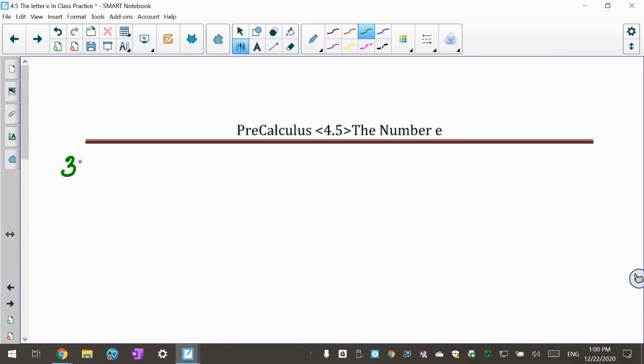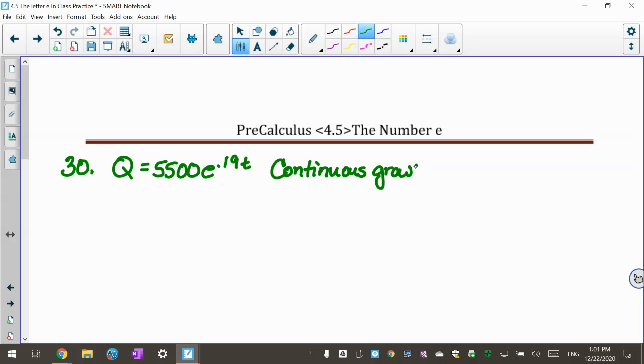So here's 30. I'm just going to write down what they said: Q equals 5500 e to the 0.19 t. And this is the continuous growth rate. It's going to be 19%. You can tell because it's with base e, and I know that's the continuous growth rate. If they want to know your effective annual yield, you're basically converting to base b.